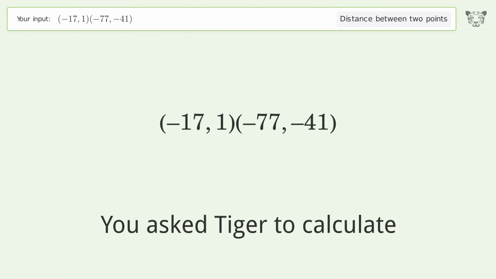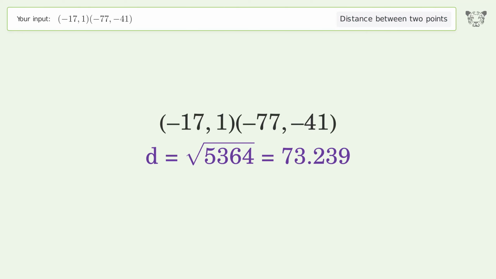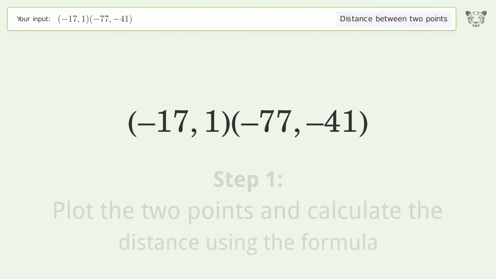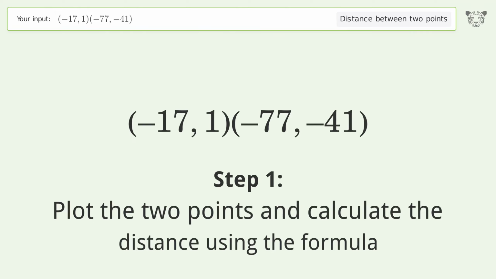You ask Tiger to calculate. This deals with the distance between 2 points. The distance between the 2 points is the square root of 5,364, or 73.239. Let's solve it step by step. Plot the 2 points and calculate the distance using the formula.